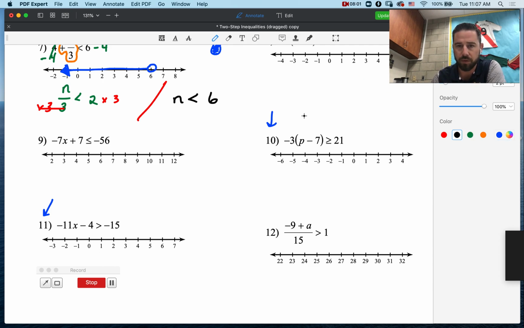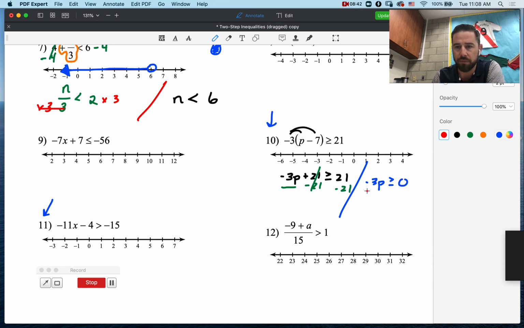Okay, 10. First step, distribute, distribute. It looks like we have negative 3p plus 21 is this sign and 21. Okay, that's fine. We want to get this guy by himself, right? Which means we need to get rid of this 21. Okay. And as you can see, we have our negative 3p that's left here. And then 21 minus 21 is 0.